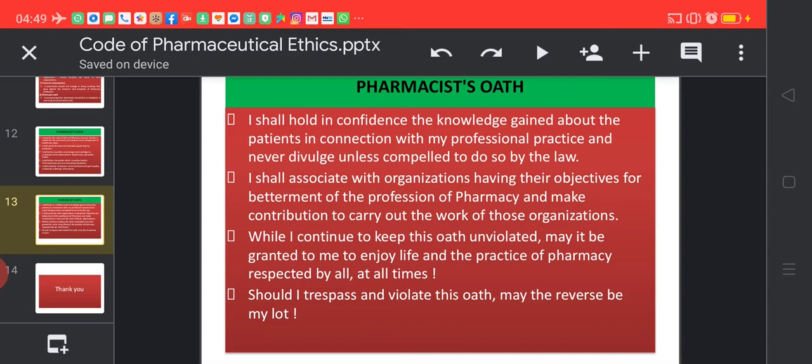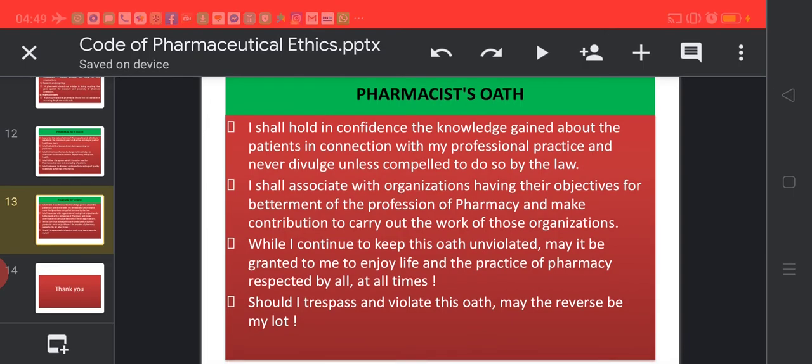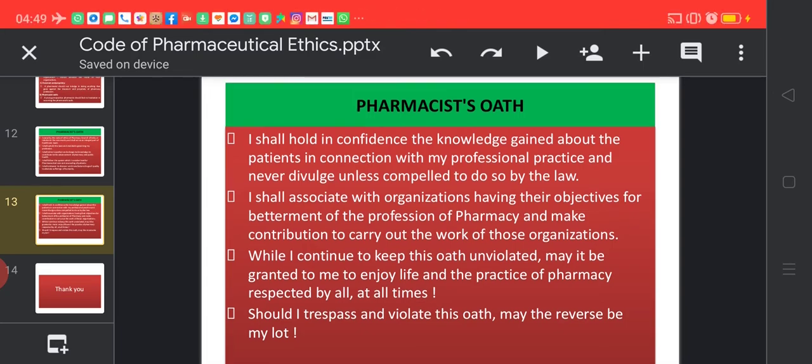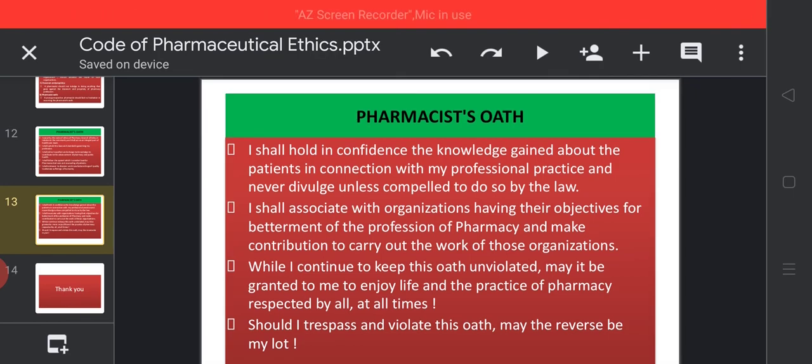So for today we have discussed the pharmacist code of pharmaceutical ethics, then classification of a code of pharmaceutical ethics, and then pharmacist oath.